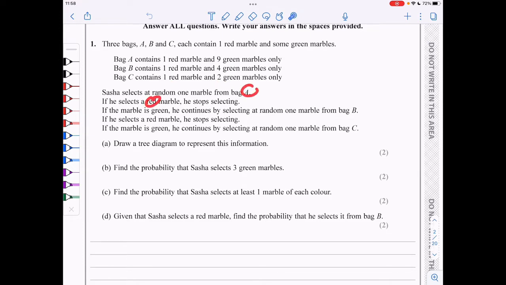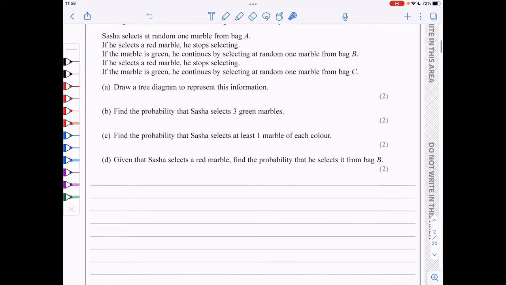If it's a red, he stops. If it's green, he continues by selecting 1 marble from B. If it's again red, he stops. If not, he continues by selecting a marble from C. And we need to draw a tree diagram to represent this information.